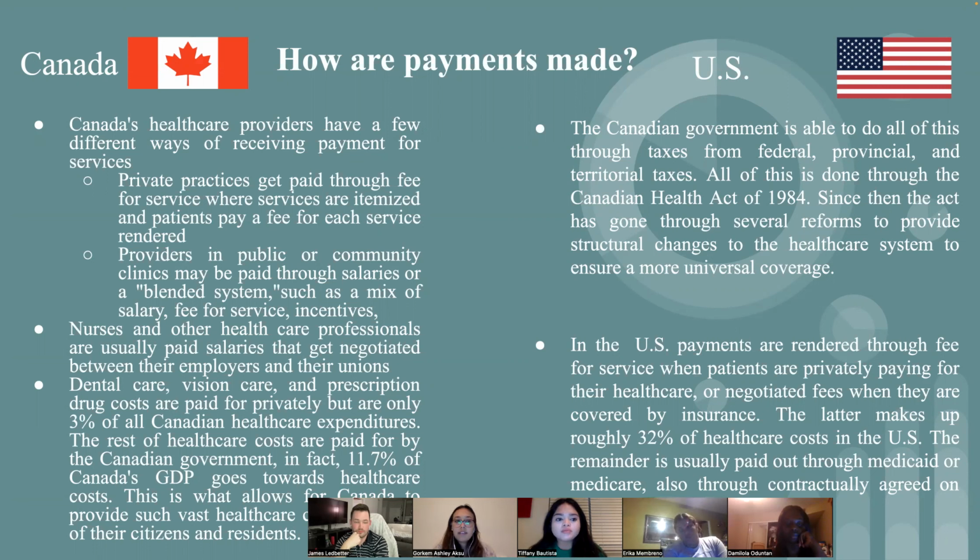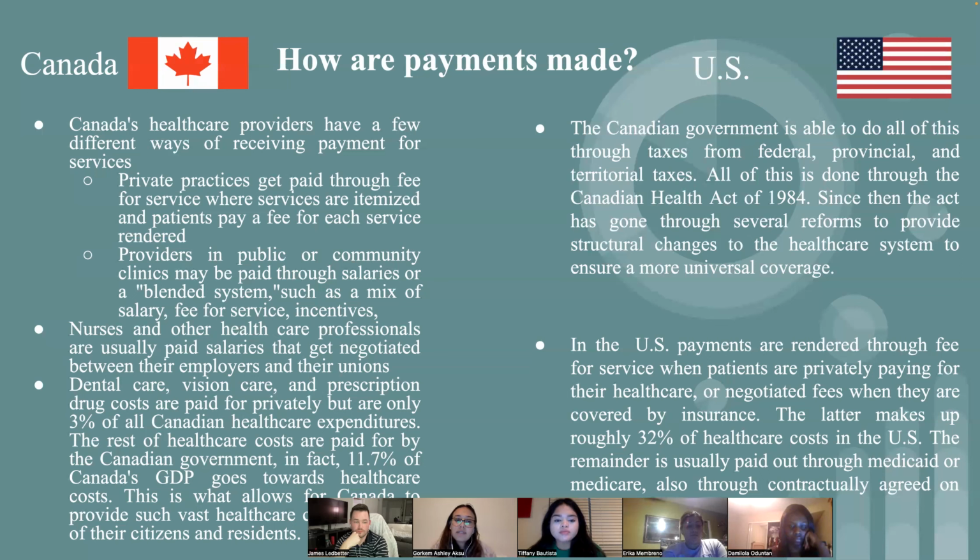Nurses and other healthcare professionals are usually paid salaries that get negotiated between their employers and their unions. Dental care, vision care, and prescription drug costs are paid for privately, but are only 3% of all Canadian healthcare expenditures. The rest of healthcare costs are paid for by the Canadian government. In fact, 11.7% of Canada's GDP goes towards healthcare costs.